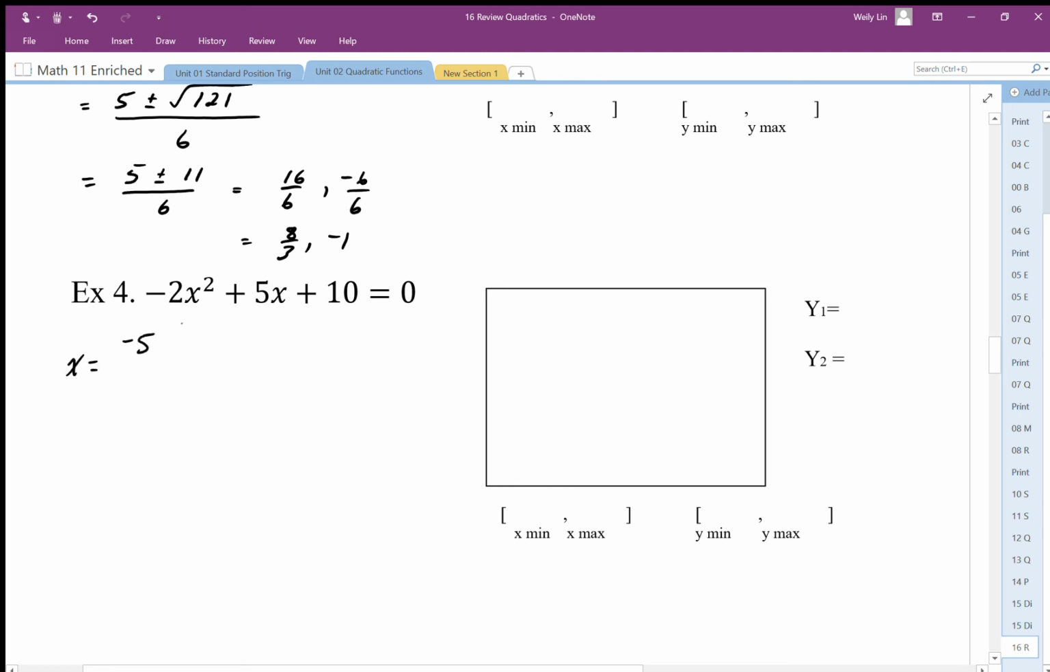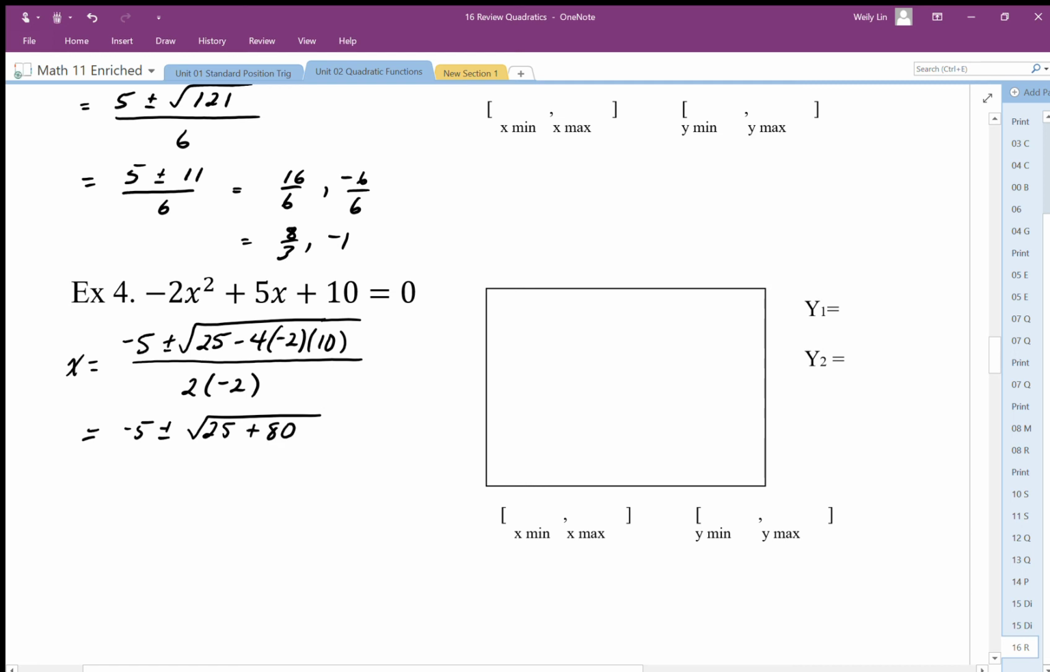So negative b plus or minus the square root of b squared minus 4 times a times c. Remember that the a has a negative on it, so negative 2. And that's all over 2 times, again, that's going to be negative 2. Okay. Simplifying this expression, we get 25 plus 80, and that's all over negative 4. And we get negative 5 plus or minus the square root of 105 all over negative 4.